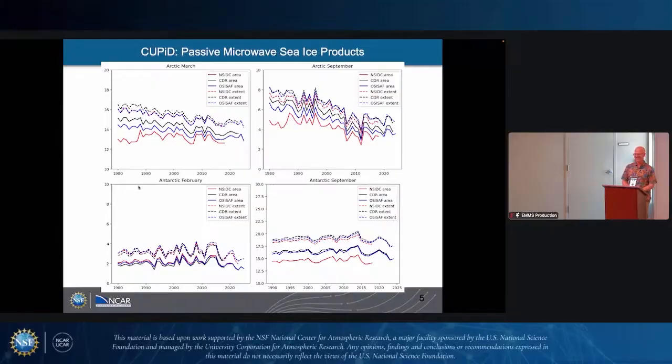Okay. Maybe the big takeaway is that when you're using these observations, be really careful and read the documentation about what you're actually using. Because there are some gotchas in there, and we've run into them. Are there any other questions or comments?